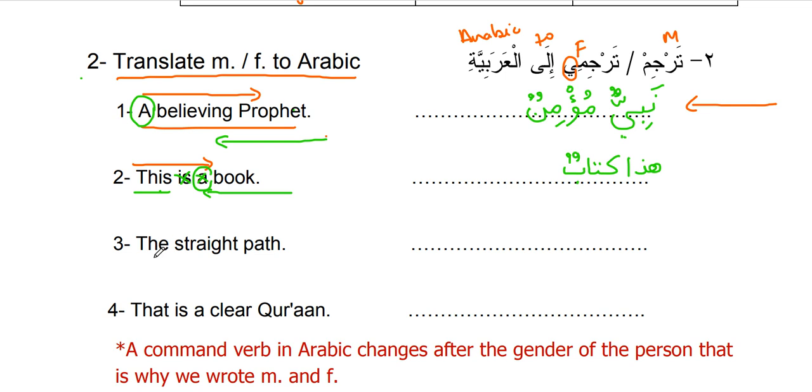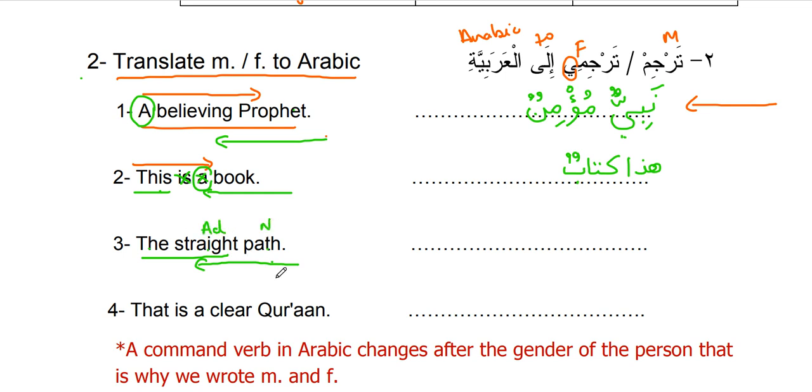Now the third one is the straight path. Now you have done this in the previous exercise. Follow the same. The straight, and straight is translated as mustaqim. Now, we will go from right to left. So, flip the sentence, path. Now, whenever you see an English sentence, the straight path, where is the adjective for path? This is the adjective, right? And this is the noun.